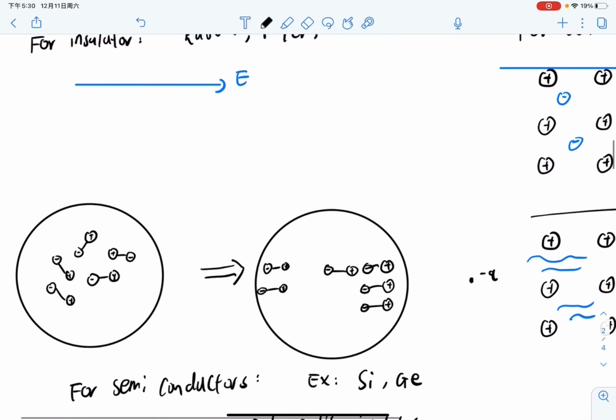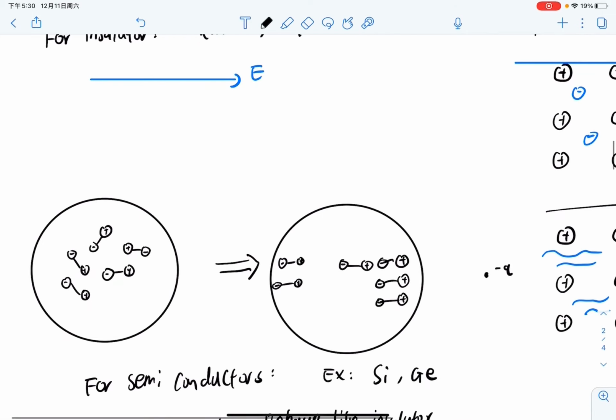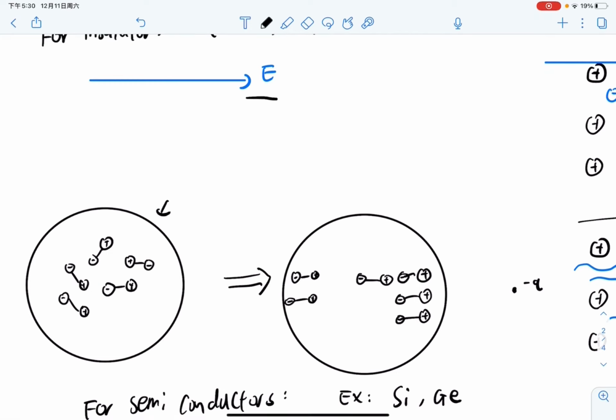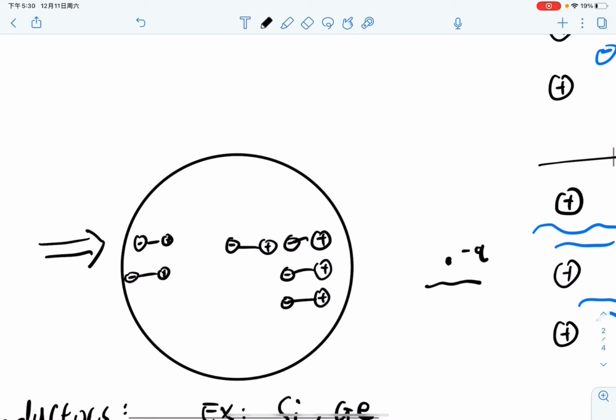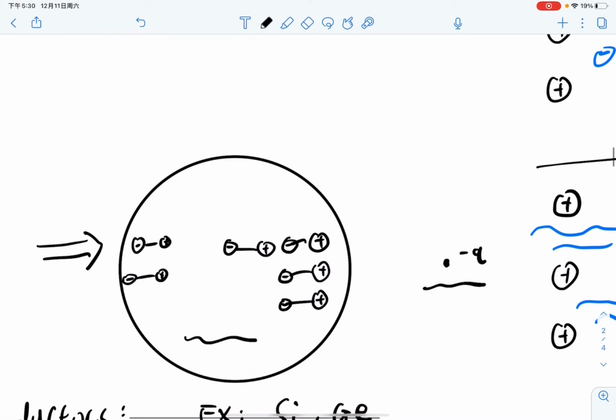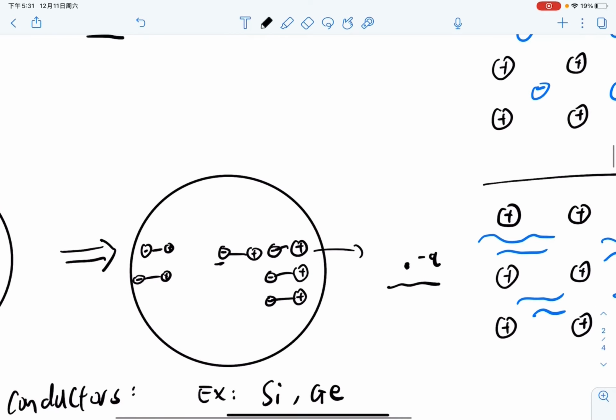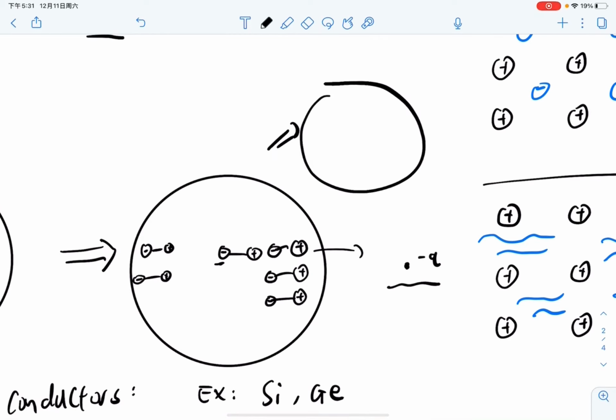And next, when there is no E, the particles will be very, very random. And when we apply E and there is a negative Q, it will be more organized. The positive will tend to move toward the negative Q, and the negative will tend to move away from Q. So on a larger scale, this side will have a lot of positive and this side will have a lot of negative.